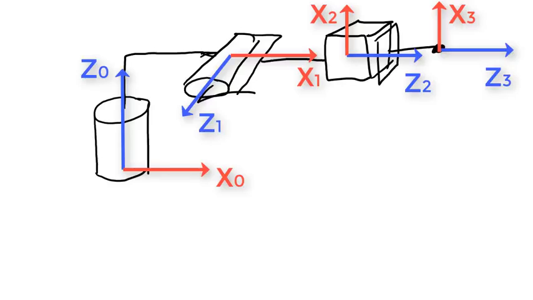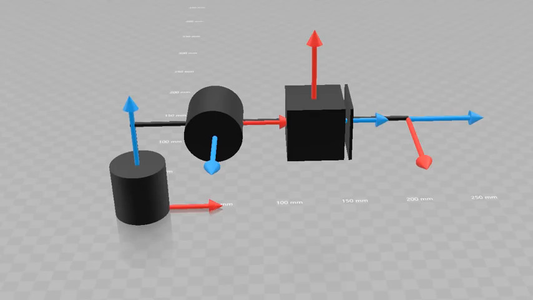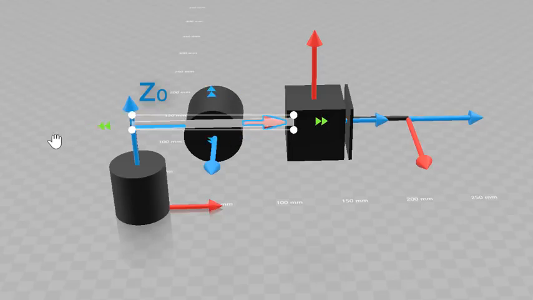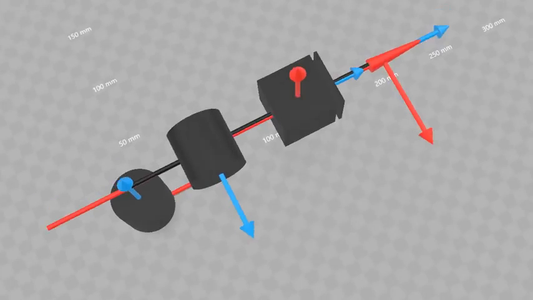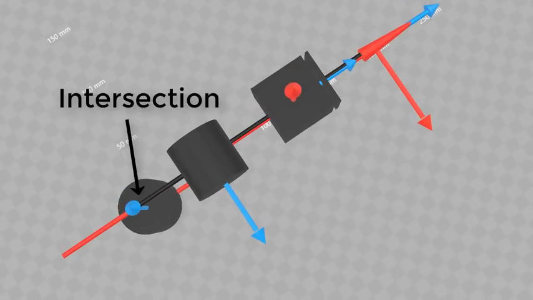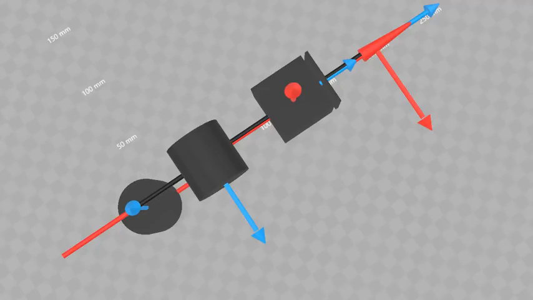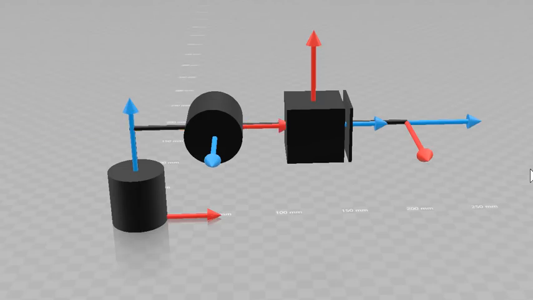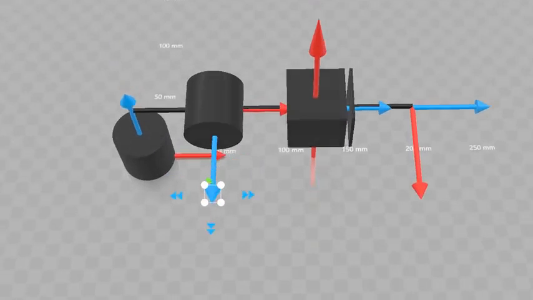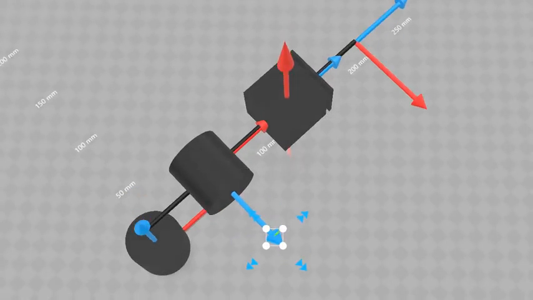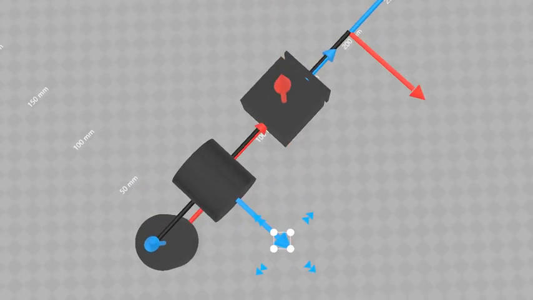To help us picture this drawing in 3 dimensions, I've made a 3D model of this drawing. Let's take a look. Here's x1, and here's z0. If x1 extends out forever in both directions, will it intersect with z0? It will. So that means that Rule 3 is obeyed here. What about for frame 2? If x2 is extended out in both directions, will it intersect with z1? It will not. It will pass in front of z1.